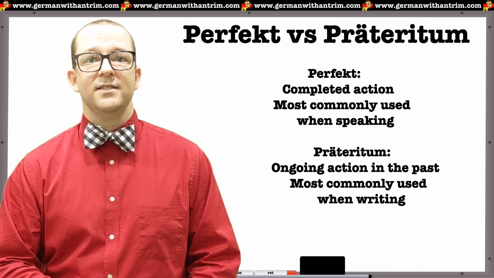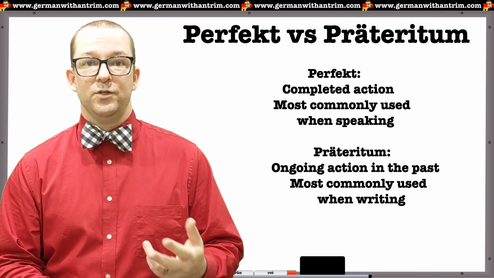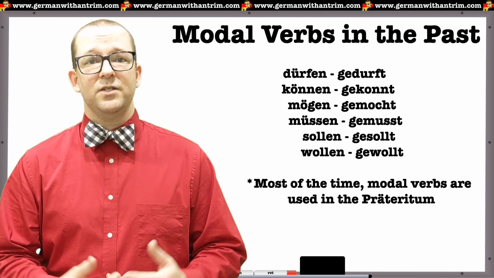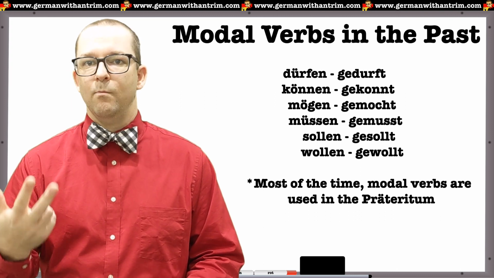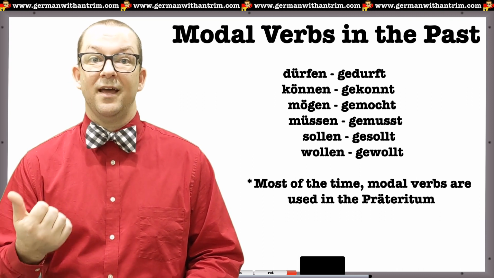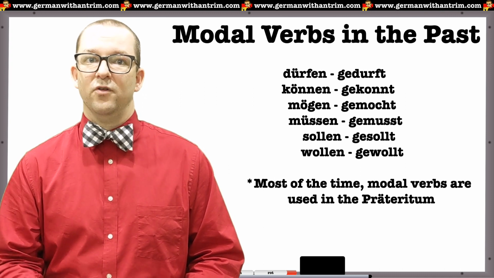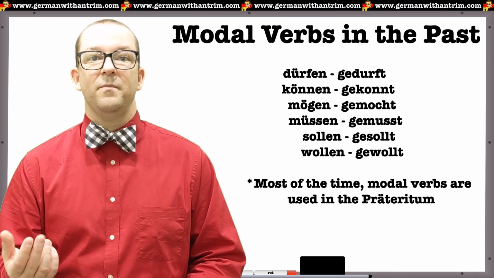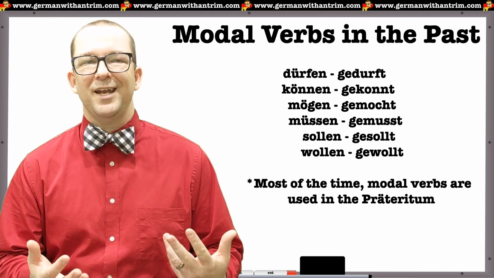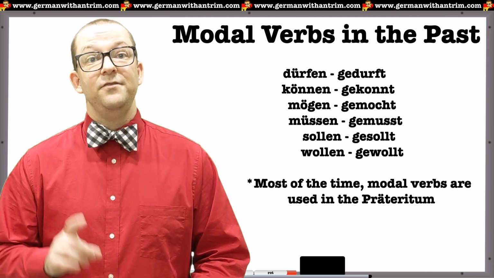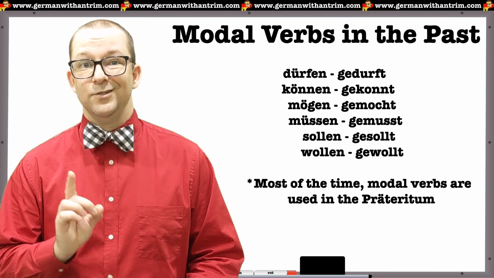The real difference is, when speaking, the perfect tense is more common, and when writing, the Präteritum is more common. The Präteritum is also often used with modal verbs: dürfen, können, mögen, müssen, sollen, and wollen. But this has to do with the additional verb that would be used with the modal verb. Since the modal verbs are often paired with another verb to convey the desired meaning, it just gets kind of messy with the perfect tense. If you don't have an additional verb with the modal verb, however, the perfect tense is used.